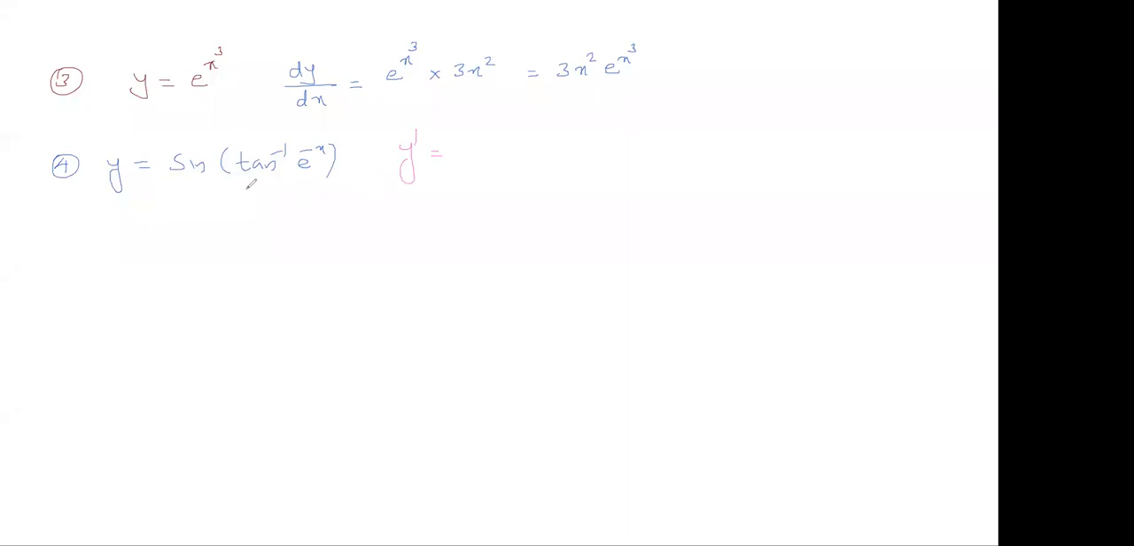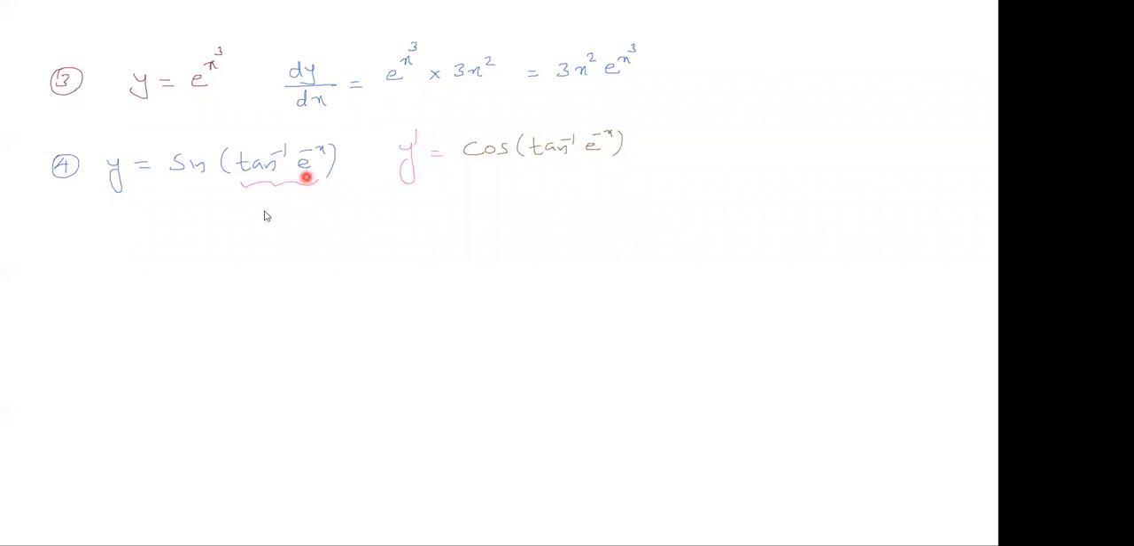So this is of the form, सबसे पहले this is of the form sin x. Derivative of sin x is cos x. So it is cos tan inverse e to the power minus x. But x के जगह था tan inverse e to the power minus x, तो उसका derivative से multiply करना.